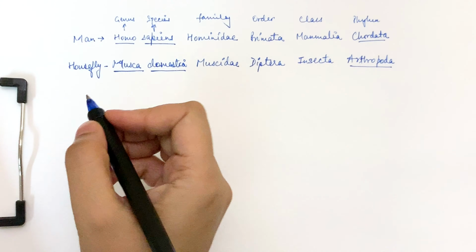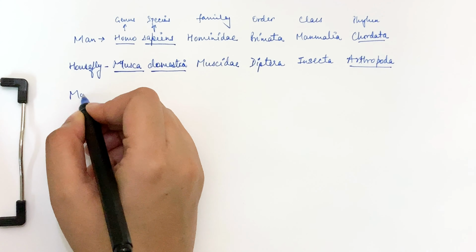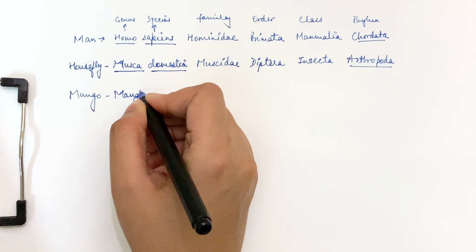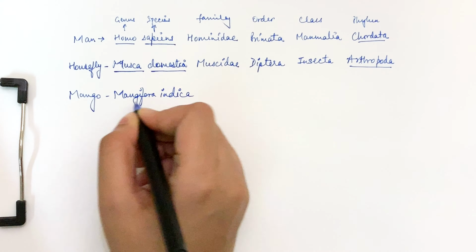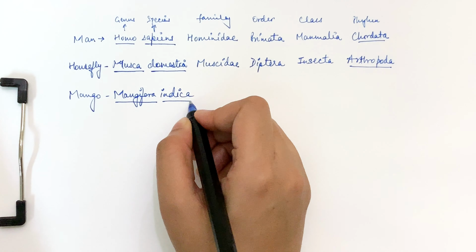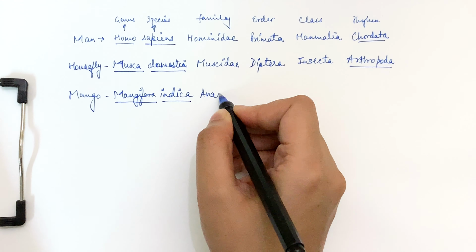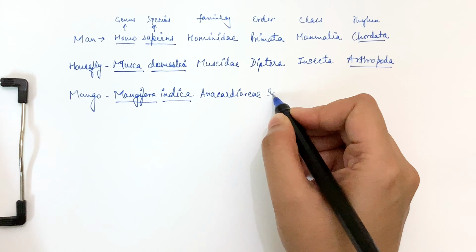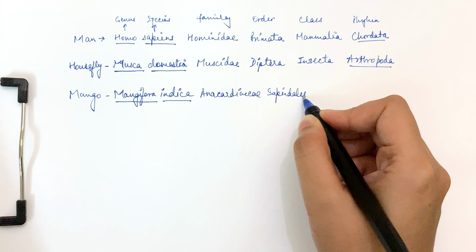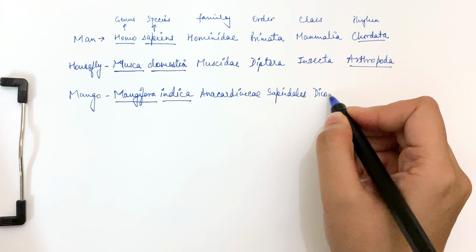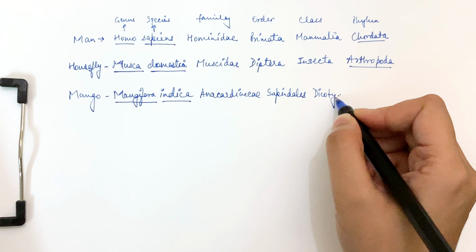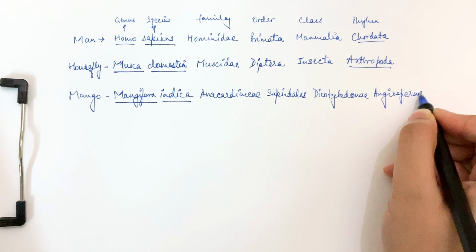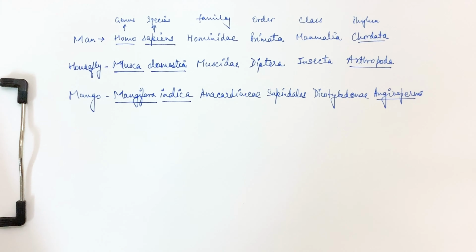Then let's go to a plant, say mango. For mango, the scientific name is Mangifera indica. This is the genus, this is the species. The family is Anacardiaceae. The order is Sapindales. It's a dicotyledon, so the class is dicotyledon. And then it's an angiosperm. All these terms we are going to study in future videos that I'll be making.